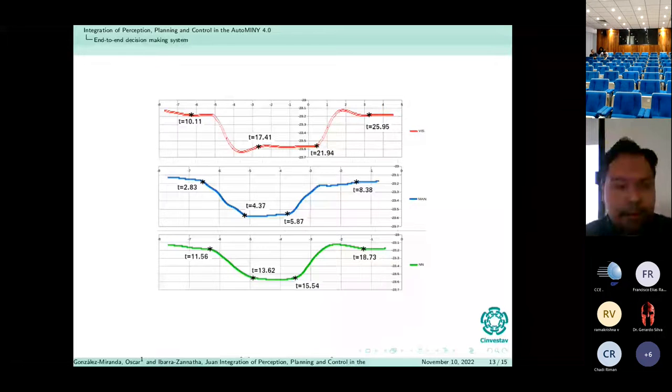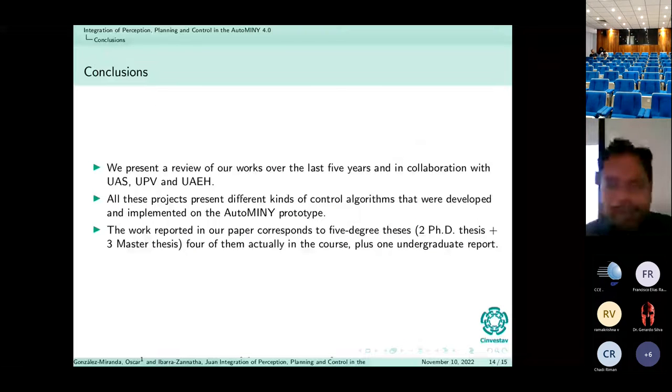So our conclusion is that we present a review of our works over the last 5 years in collaboration with three universities. All DC projects present different kinds of control algorithms that were developed and implemented on the AutoMini prototype. And the work reported in our paper corresponds to 5 degree DCs. Four of them are actually in course, and one of them is an undergrad report.